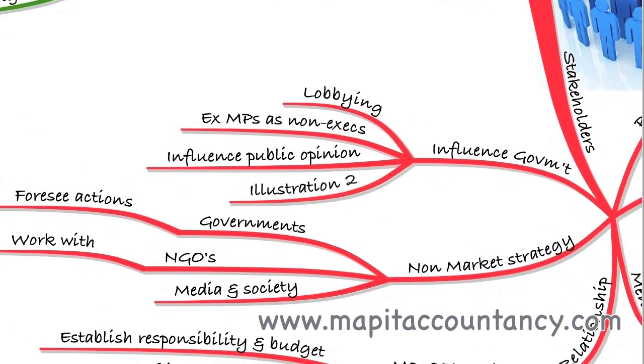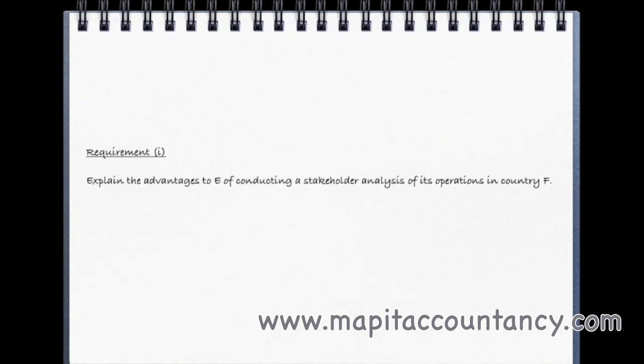So let's look at illustration 2, which deals in detail with stakeholders and stakeholder analysis. In illustration 2, we're looking at a stakeholder analysis. The first requirement is to explain the advantages to E of conducting a stakeholder analysis of its operations in country F. Well, we just need to make sure we fully explain what these benefits are. So let's look at what the benefits could be.